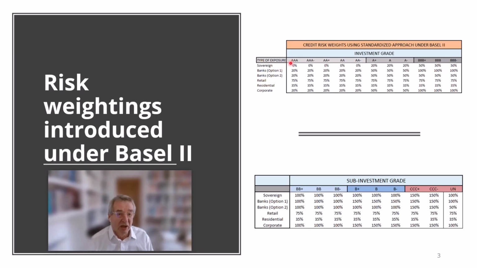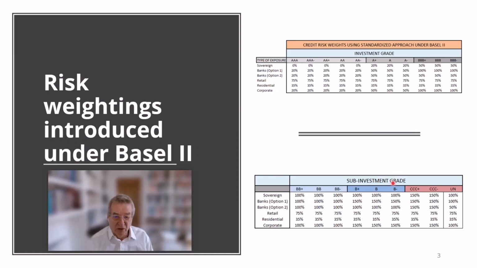This is in line with the idea that sovereigns within those ratings categories are very, very unlikely to default. If we then move down, say, to corporate bonds, and we look at corporate bonds which are rated by the agencies with an A rating, you take the face value of the exposure, the bond, multiply by 50%, and then also apply the 8% to determine the capital charge.